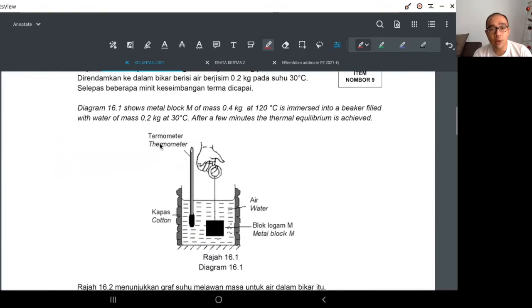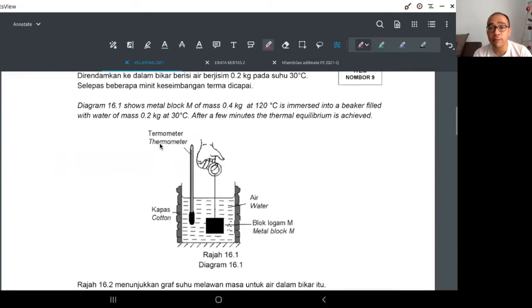Diagram 16.1 shows a metal block M of mass 4 kg at 120 degrees Celsius immersed into a beaker filled with 0.2 kg of water at 30 degrees Celsius. So the water is at 30 degrees Celsius and the metal is at 120 degrees Celsius. You know what's going to happen. The heat is going to flow from M to the water. That's very normal.